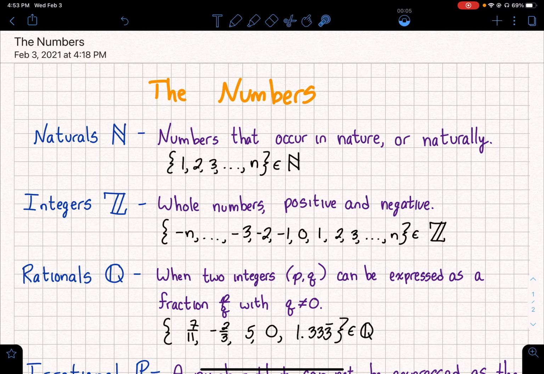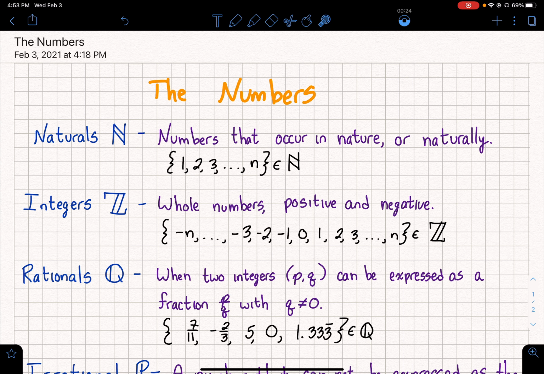Today we are going to be talking about the numbers. When we refer to numbers in mathematics, there are a lot of different things we can be talking about. So we're going to go over each and every one of those things. We're going to start very small and expand outward into our different sets of numbers.